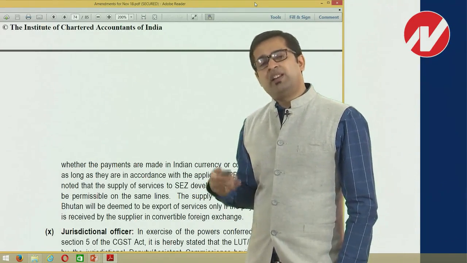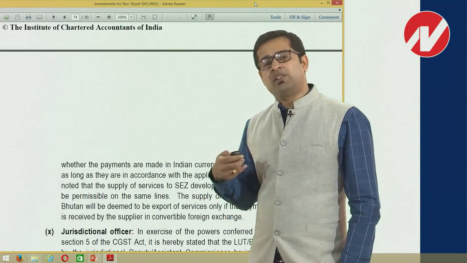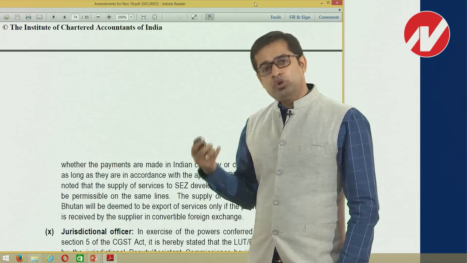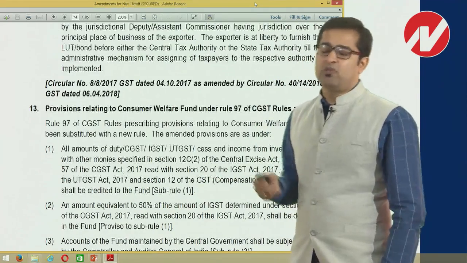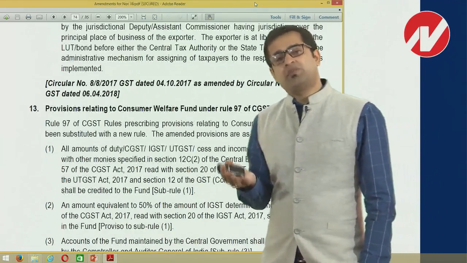So since you are making kind of an SEZ transaction or export transaction, you will be assessed by GST officers as well as by the customs officers. And why will you be assessed by customs officers?